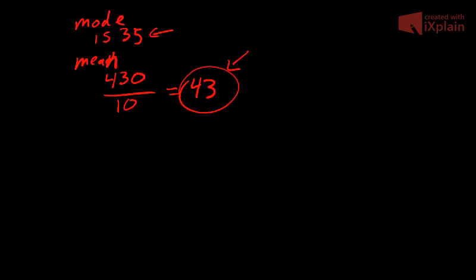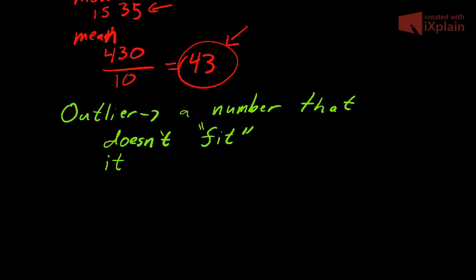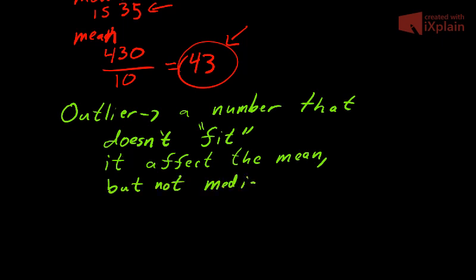So we're going to write that down. An outlier is a number that doesn't fit, and if there's a number that doesn't fit, it will affect the mean. But not the median or the mode.